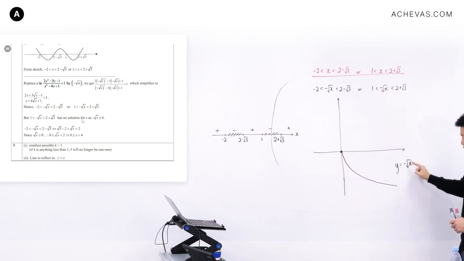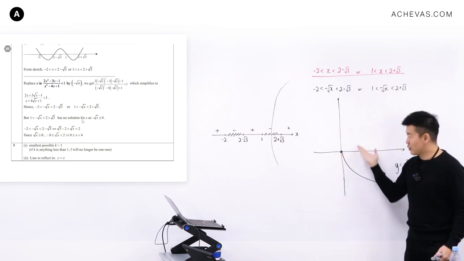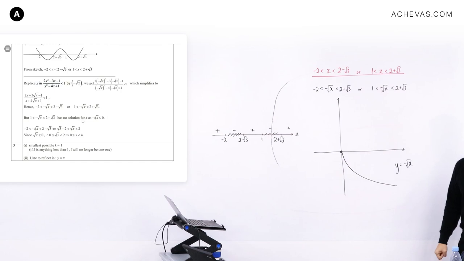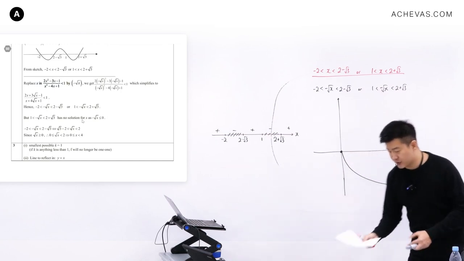I'll just ask myself, can x be equal to 0? Yes, it can. It's not going to cause anything to be undefined. So if the question didn't say anything, I'll just let this be a solid dot. It will just continue and continue and continue. Then let's draw four horizontal lines.